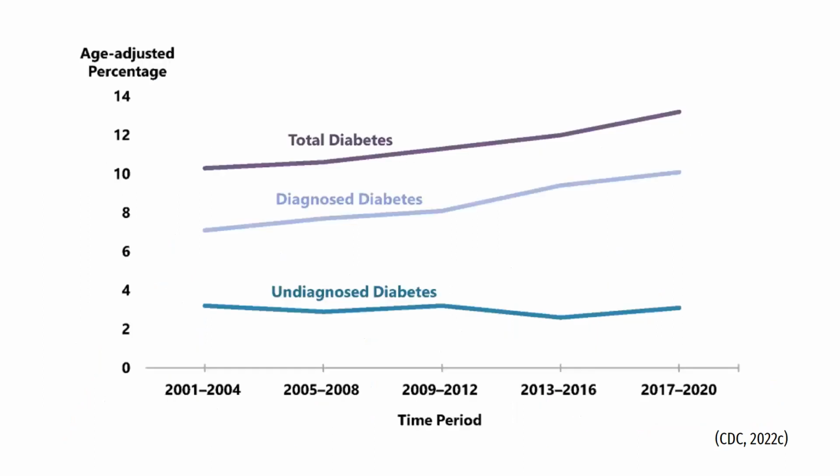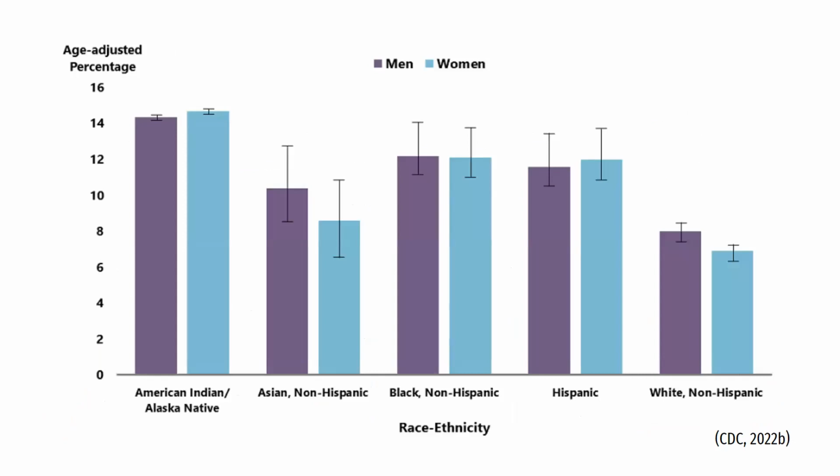This graph here presents a visual of the increase of diabetic people that are 18 years and older from 2001 up to 2020, and it does include the total diabetic people diagnosed and undiagnosed. This bar graph here presents the race or ethnicity for both men and women who have been diagnosed with diabetes. According to the CDC in 2022, American Indian and Alaskan Natives are presented at 14.5%, followed by non-Hispanic Black people at 12.1%, people of Hispanic origin at 11.8%, non-Hispanic Asian people at 9.5%, and non-Hispanic white people at 7.4%.